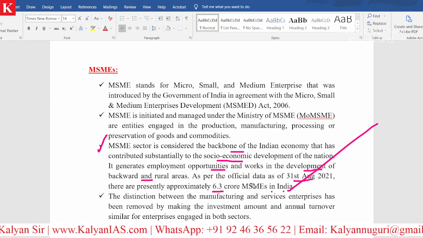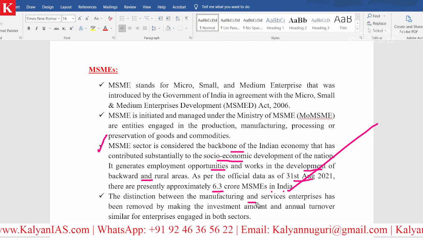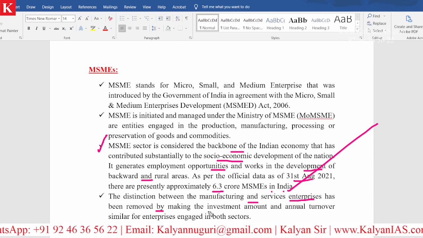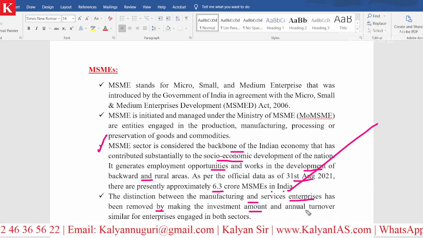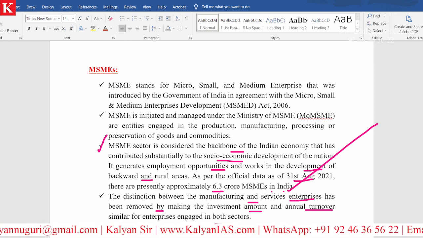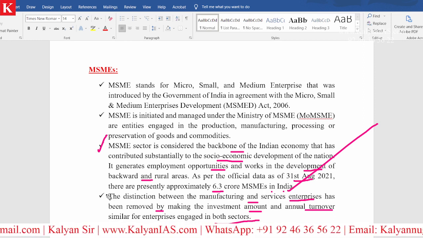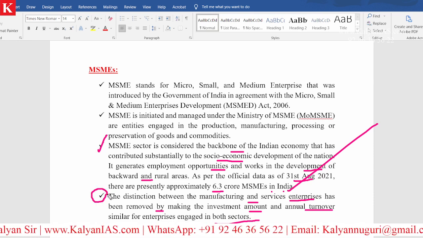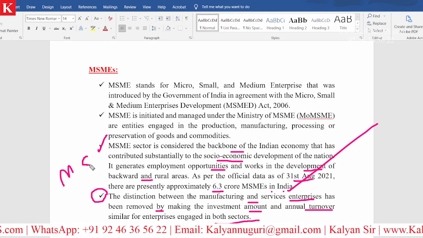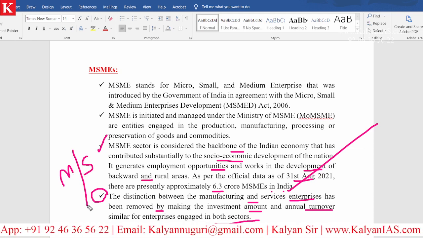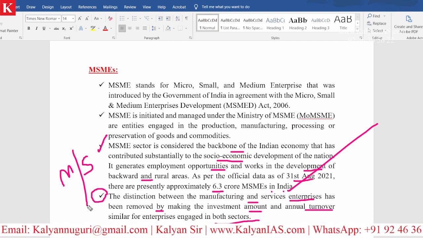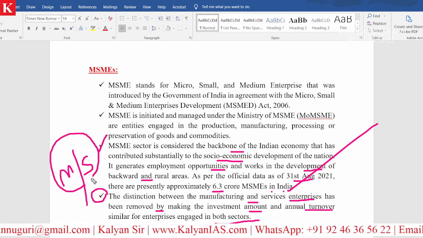Clear? And the distinction between manufacturing and service enterprises has been removed by making the investment amount and annual turnover similar for enterprises engaged in both the sectors. So this is what I was telling you. Manufacturing sector, next is the service sector. There was a distinction earlier with respect to micro, small and medium enterprises. Now the distinction has been removed.